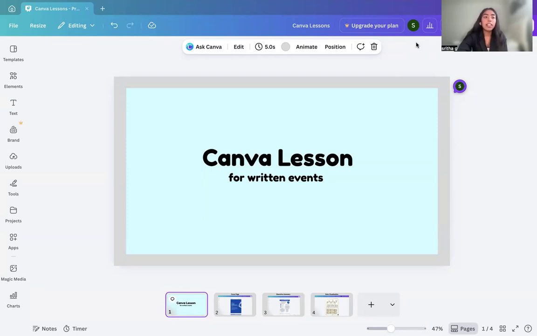A lot of people think that written events are all about the paper itself, but one thing I've learned through competing is that presentation matters almost as much as the content. Judges are reading dozens of projects, and the way your information is organized and presented can make a huge difference.